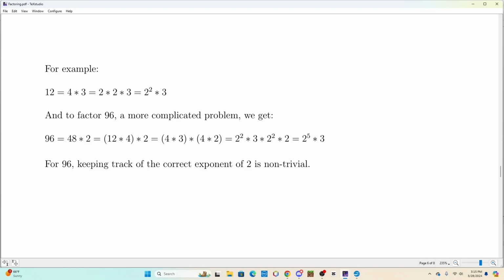And to factor 96, a more complicated problem, step 1 is to factor 96 into 48 and 2. And then 48 into 12 times 4 times 2. And then factor 12 into 4 times 3, keeping the rest of the factors correct. Step 4 is to factor the two 4s into 2 squared. The final step is to combine all the 2s into one factor and the 3 into the other. There are 5 factors of 2, so the final answer is 2 to the 5th times 3. Keeping track of the correct exponent of 2 is non-trivial.